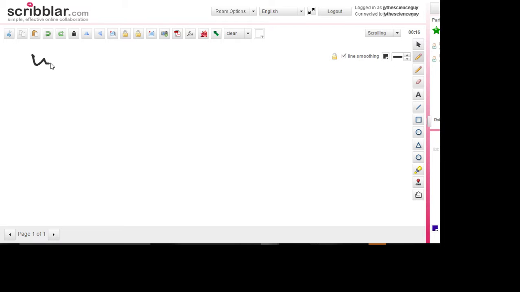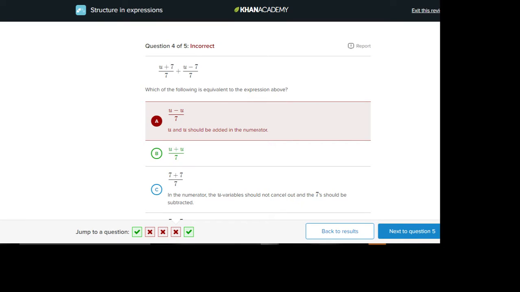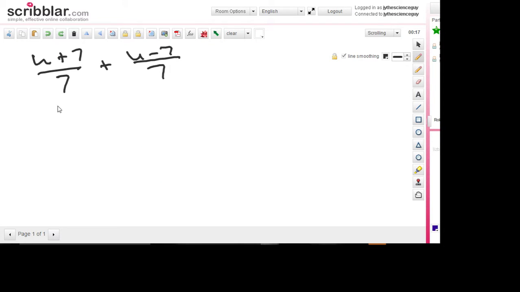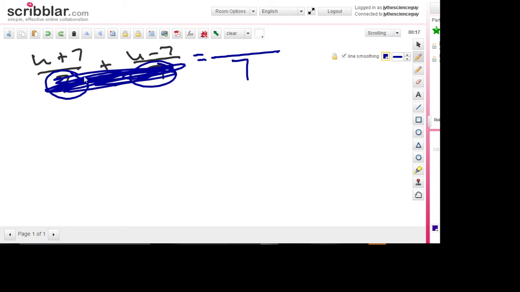So this is u plus 7 over 7, plus u minus 7 over 7. Is that right? Yeah. You cannot combine fractions together unless the bottom number is the same. So that bottom number is the same as that bottom number, right? So when I'm writing the equal sign, I only write that number once. That number doesn't change. So now I can ignore the bottom and just deal with the math on the top.